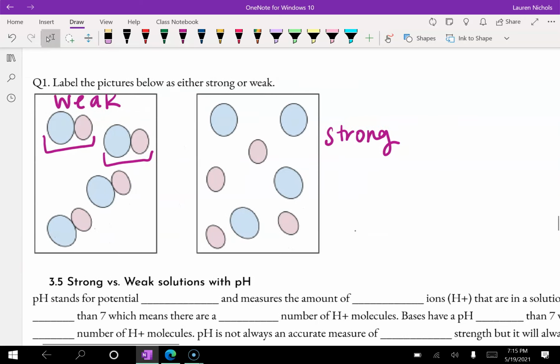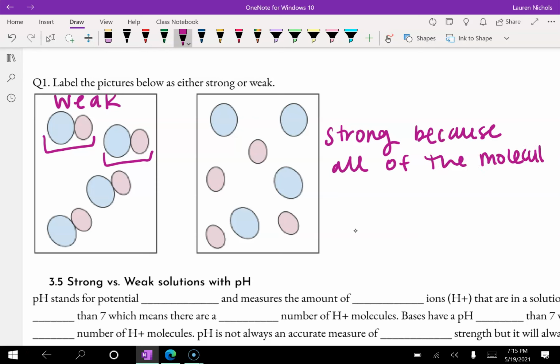Now, remember, we always have to explain, especially on our final exam. That is your last chance to show that you have learned things, so you want to explain things in a lot of detail. We would say that it's strong because all of the molecules have dissociated. You want to use that vocabulary word. You could also say they have broken up, just like you could say the other one is weak because the molecules have not dissociated. But you want to always explain why you have decided that something is strong or weak.